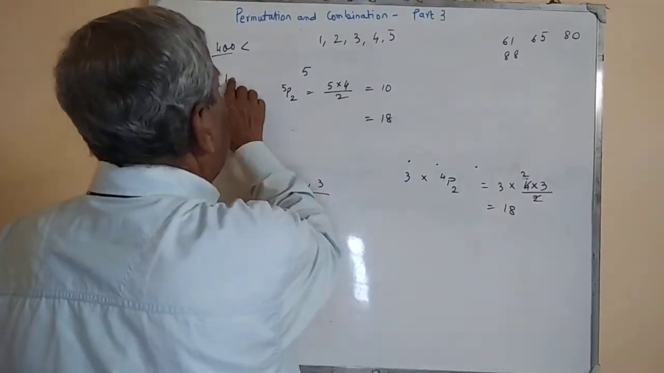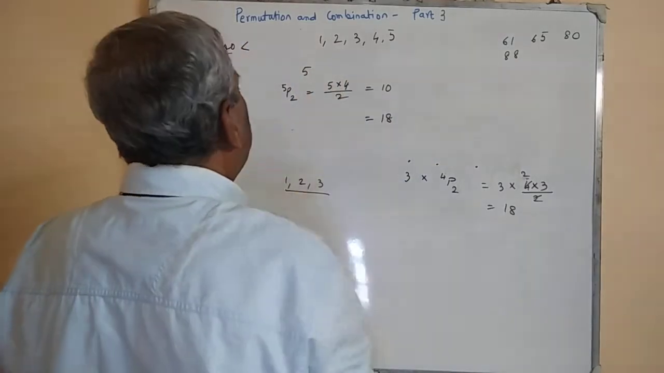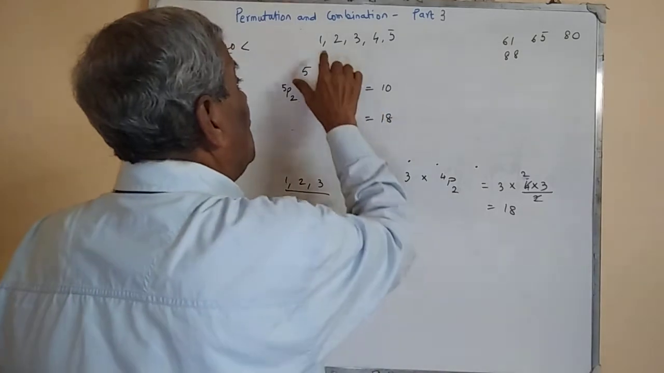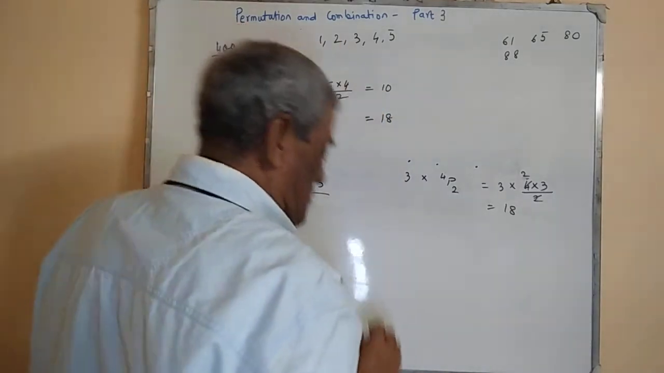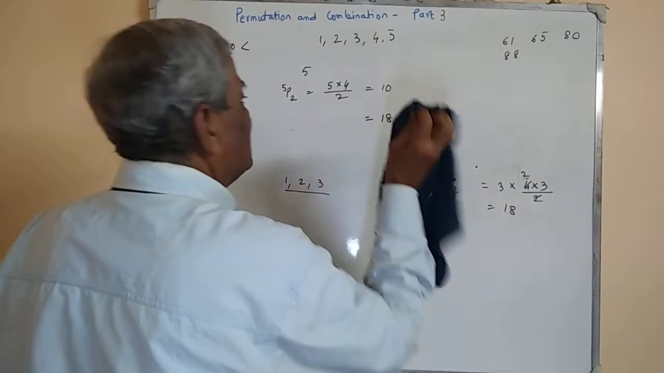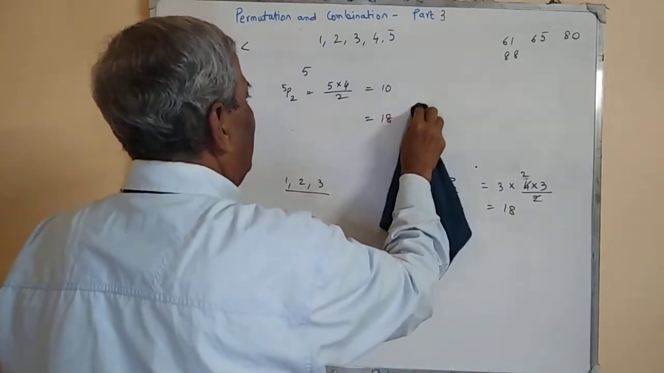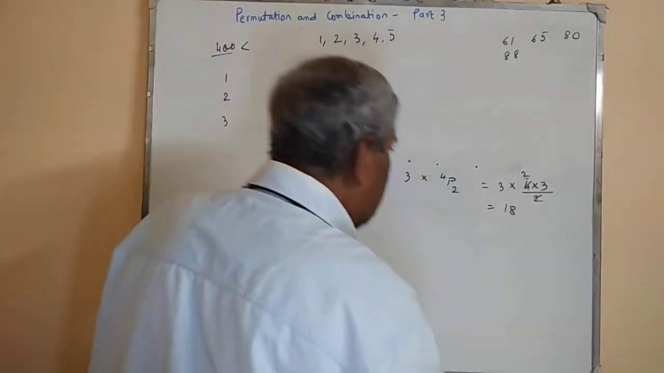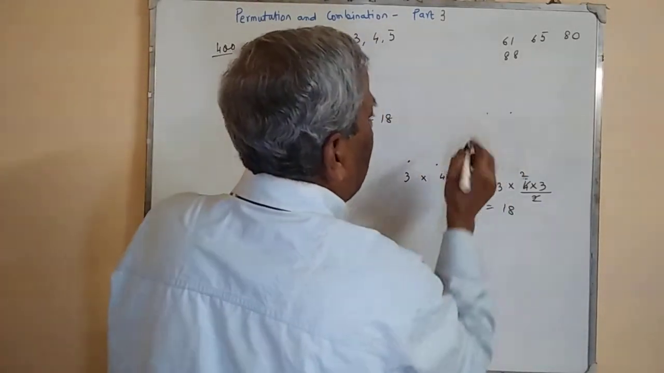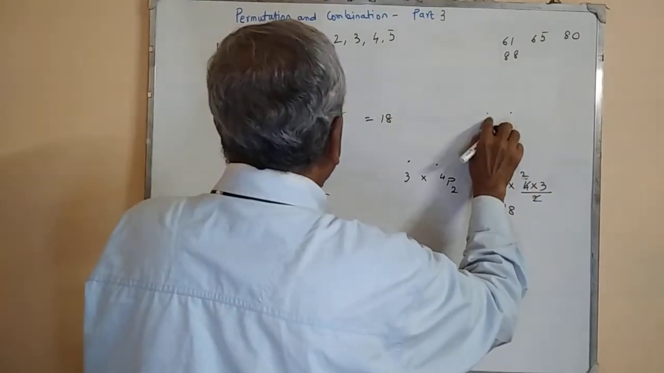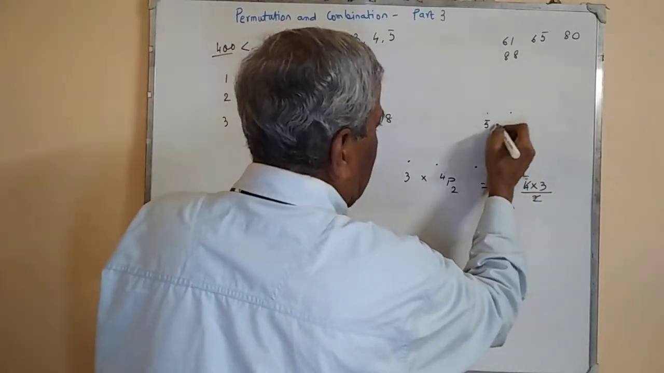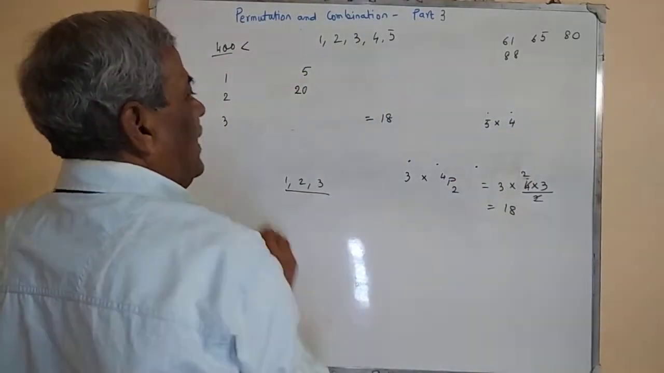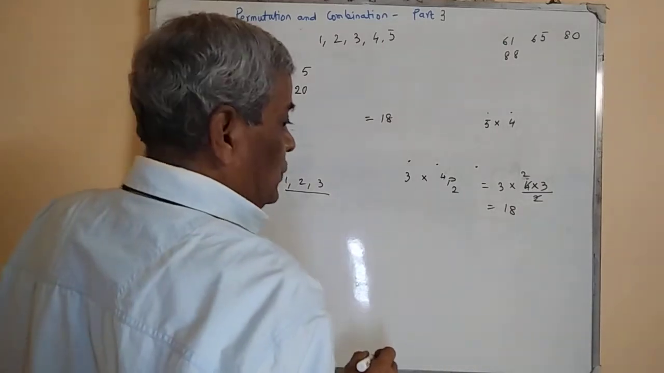So one digit number can be in 5 ways. Two digit number is actually 5 into 4. We have to fill the two positions and there is no restriction. This position can be filled in 5 different ways, this position in 4 different ways. So 20.